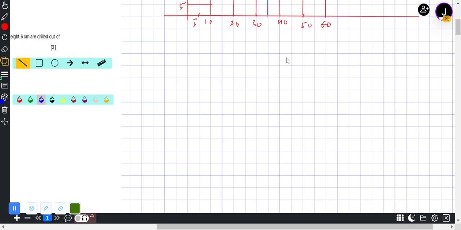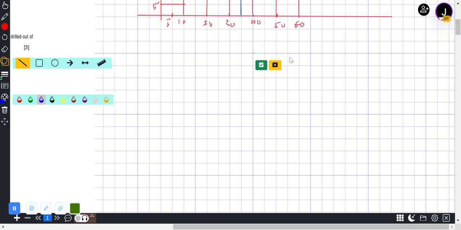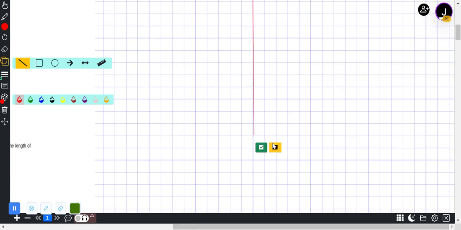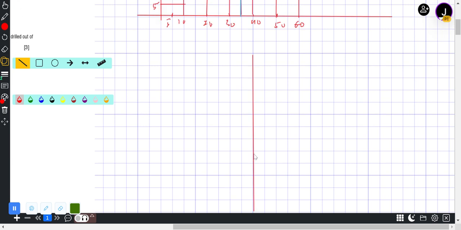Okay. Now this is your x-axis. Let me choose red color. I think that will make more sense. Okay. So this is the y-axis. Okay. Yes. And this is the x-axis.